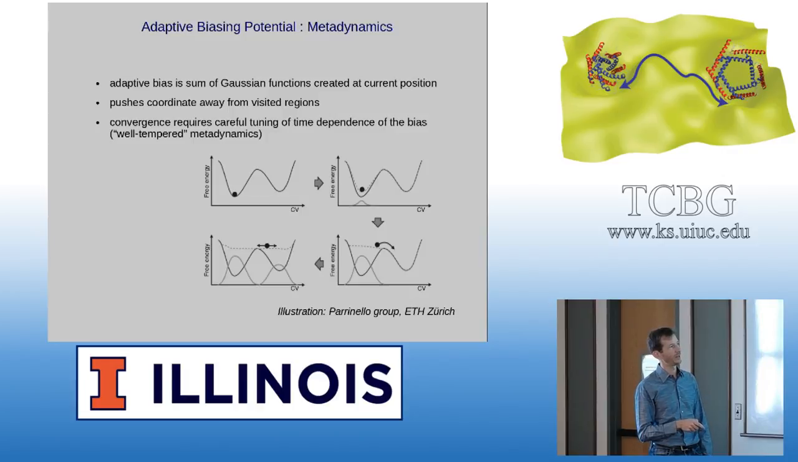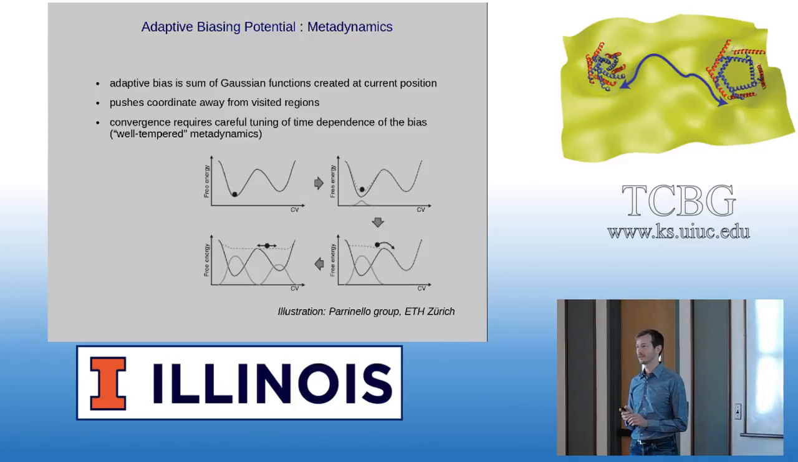So in the end, I have filled this local minimum, and then I will push my coordinate out into the next basin, and I will slowly fill the second basin, and eventually I'll get something like a flat effective free energy landscape, so a flat histogram. And then what happens is that the biasing potential is the opposite of the free energy. So my estimate of the free energy is just the opposite of my biasing potential.